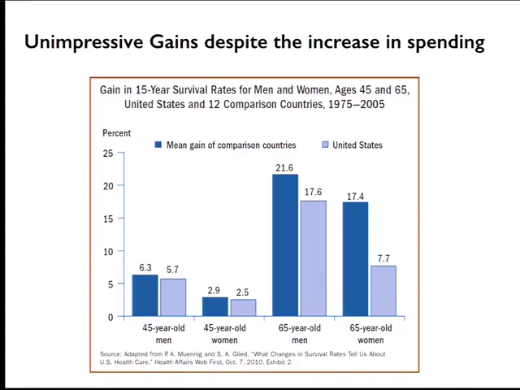And basically, what you would like to see is that the gains in the survival rates are higher in the U.S., so in the light blue bars, that the gains are higher than in the dark blue bars, which are comparison countries, given that we're increasing our spending more. But you don't see that in fact in anything. You see the opposite. We're kind of lagging.